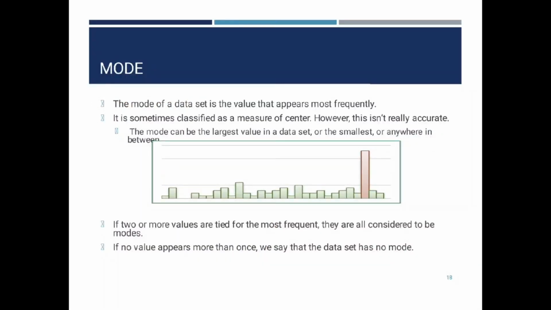Okay, next is, the mode of a data set is the value that appears most frequently.